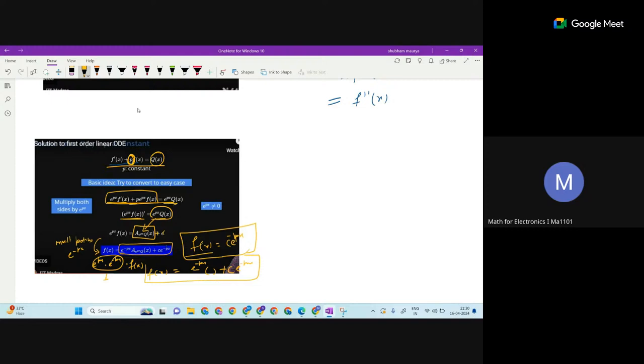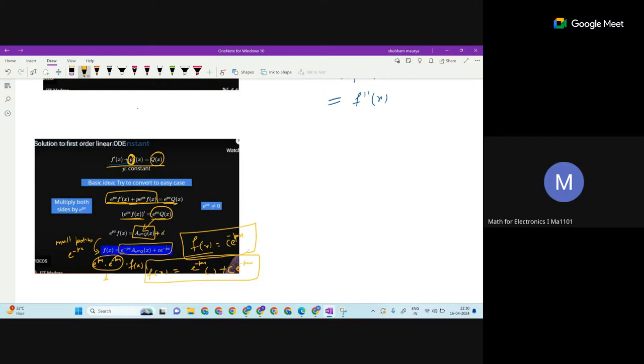So in the first order case, if it is homogeneous, it's very simple: just f(x) equals c times e to the power minus px. And if it is non-homogeneous, then in that case you have to think what your anti-derivative is going to be for the e to the power px times q(x) kind of case, and then finally you can write the solution. That's all this in week 12: first order, second order, that's all.